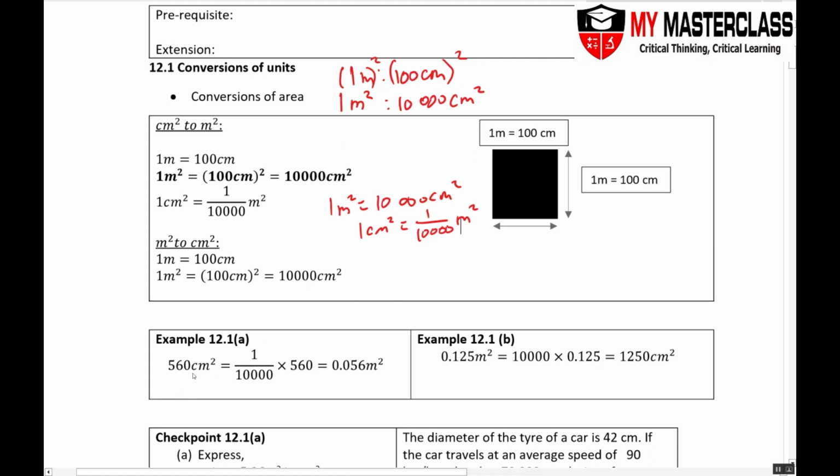So if I want to convert cm square to meter square, all you do is multiply the value by 1 over 10,000, or you divide the value by 10,000. But if I want to convert meter square to cm square, which is what you have for example part B, multiply the value by 10,000. So I believe A and B shouldn't be an issue.